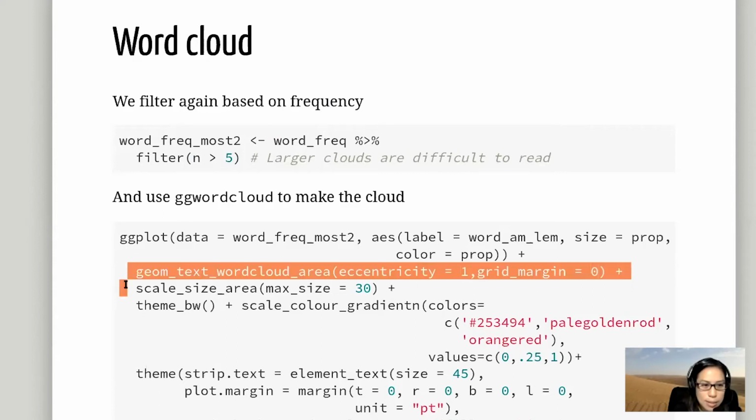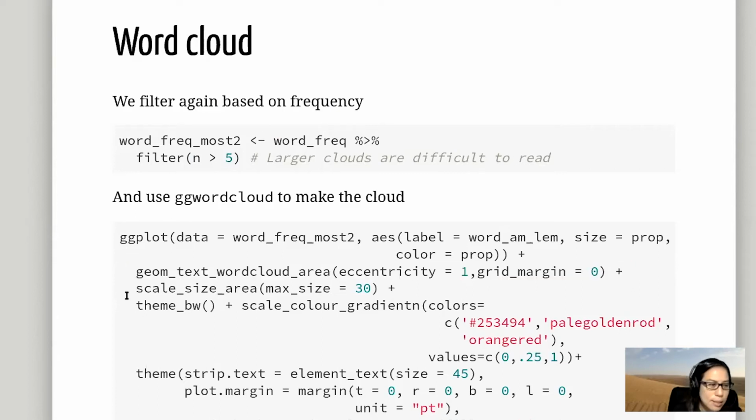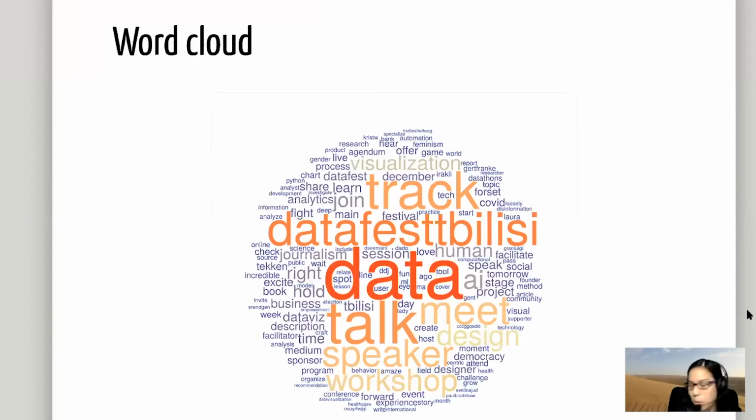I use that function, then some other parameters just for aesthetics, including the colors that I manually picked, the scale of colors. I also played with the margin of the plot and the background and so on. So after using this function, I get a word cloud like this.